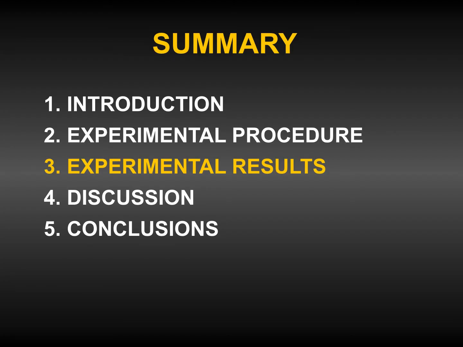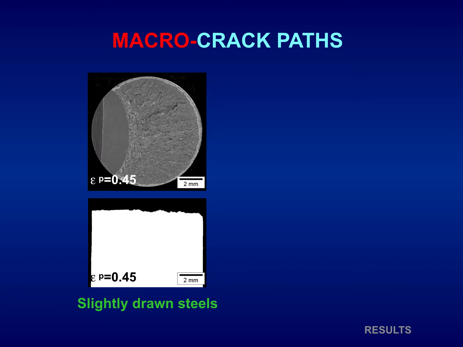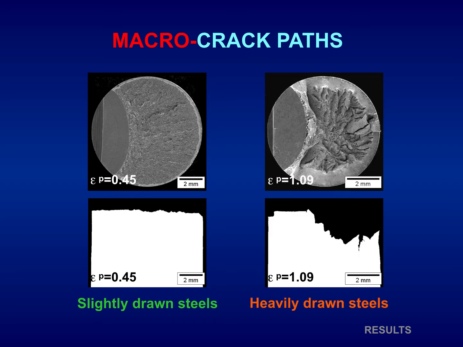Let's go to the third part, experimental results. With regard to the macro crack paths, here we represent the results in both horizontal and profile views for slightly drawn steels and for heavily drawn steels. Slightly drawn steels, left hand side of the slide, left column in green color, heavily drawn steels in orange color, right hand side of the slide.